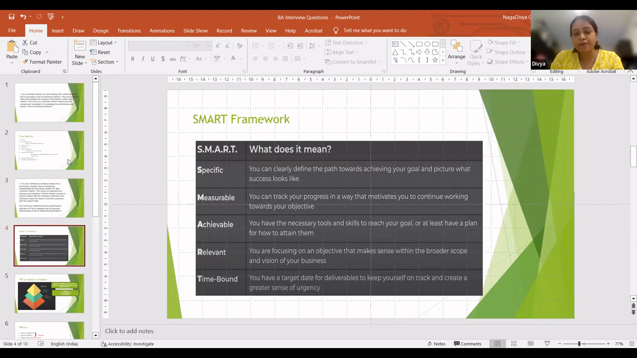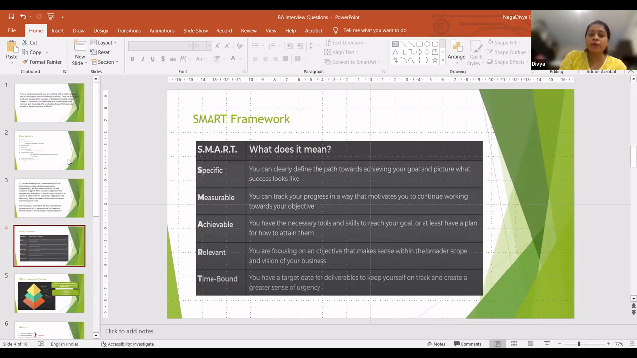So SMART: specific means you should have a clear path to attain your goal, and you should have a clear picture of what your goal should look like. In our case, it should be that we have to implement a chatbot solution so that it reduces the manual effort. And you should have a clear path for how you're going to achieve this goal. Okay, and then it's measurable.